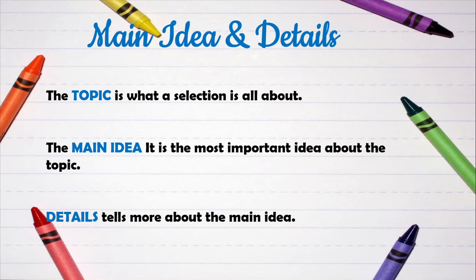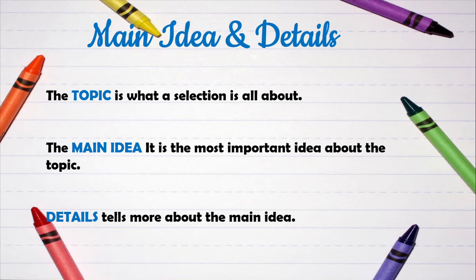Now, for me to know what the main idea of the selection is, I have to know what it is about. What the selection is about, this is my topic. So, before going straight to the main idea, I have to know what the topic is. What is it about? Then, I'll go ahead, read the selection.